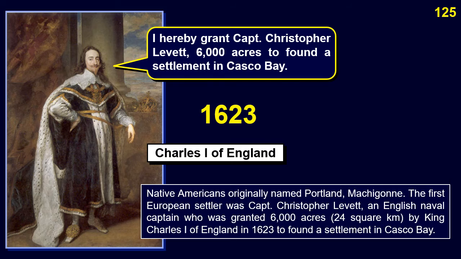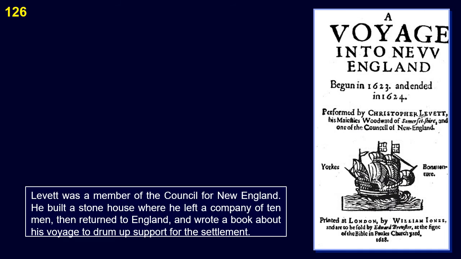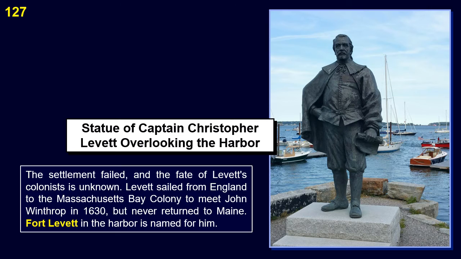The first European settler was Captain Christopher Leavitt, an English naval captain who was granted 6,000 acres, 24 square kilometers, by King Charles I of England in 1623 to found a settlement in Casco Bay. Leavitt was a member of the Council for New England. He built a stone house where he left a company of 10 men, then returned to England, and wrote a book about his voyage to drum up support for the settlement. The settlement failed, and the fate of Leavitt's colonists is unknown.